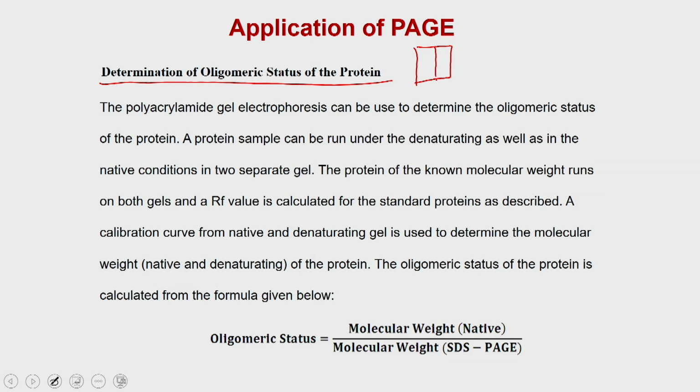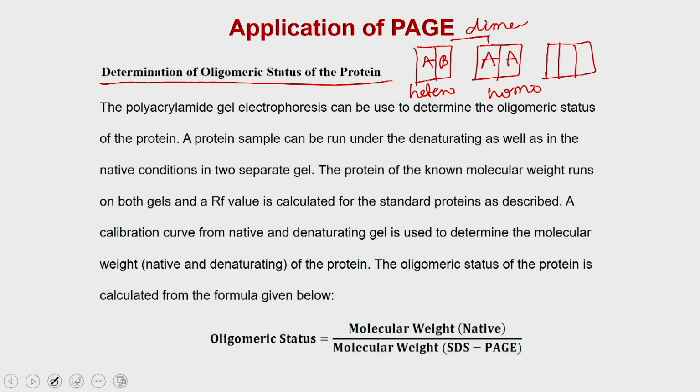So, for example, suppose a protein has two subunits A and B, or it can be AA. This is called a heterodimer, and this is called a homodimer. So, this is the dimer, which means two subunits are present. These two subunits could be two different subunits A and B, or it could be one subunit present in two copies. Similarly, you can have trimers, so you can have three units like 1, 2 and 3, or you can have tetramers.